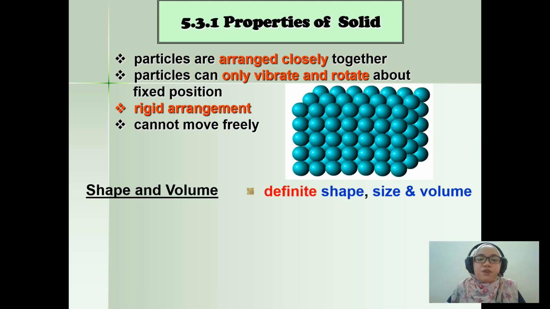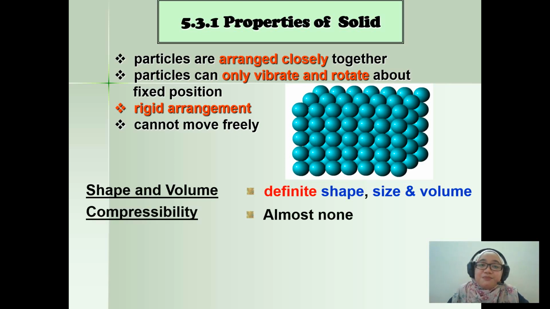Okay, so for the shape and volume of solid, they have a definite shape, size, and volume. They cannot be compressed. Okay, like for example, we have a telephone here. This is a solid, right? So we cannot compress a solid. It has zero compressibility. Okay.